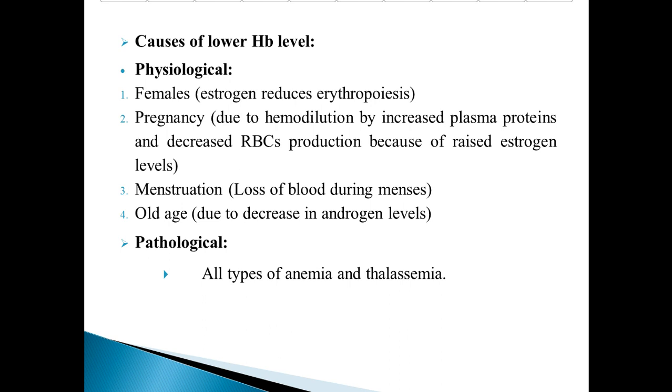the reasons behind increased erythropoiesis are the same for increased hemoglobin levels, while the reasons behind decreased RBC count are the same for decreased hemoglobin levels, because the hemoglobin is present in RBCs. So both have a direct relationship. If the RBCs increase, hemoglobin increases. If the RBCs decrease, hemoglobin is decreased.